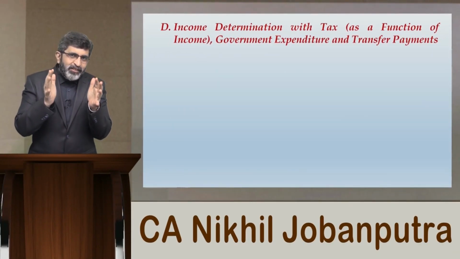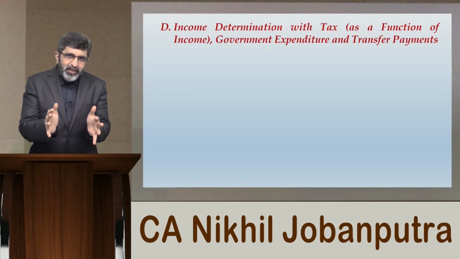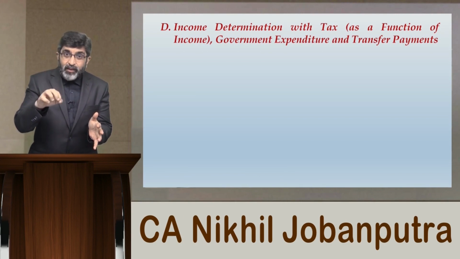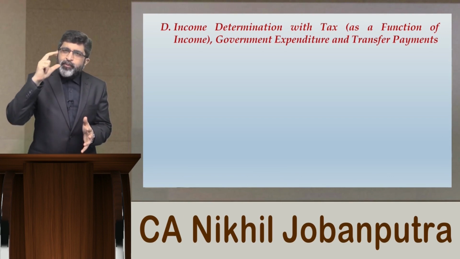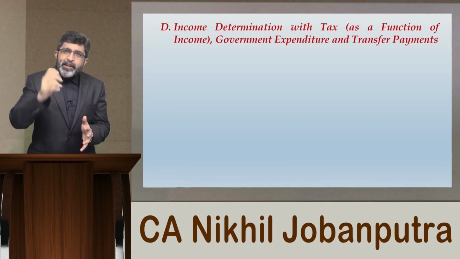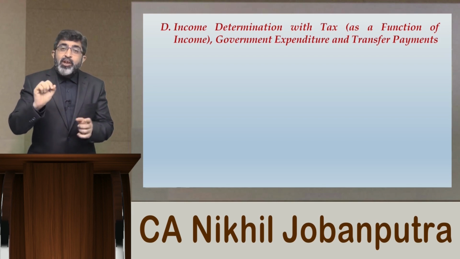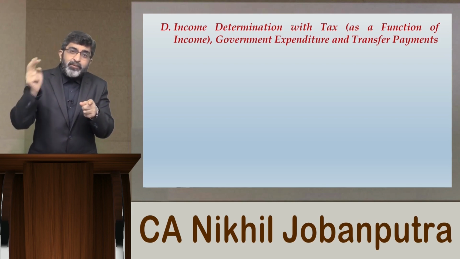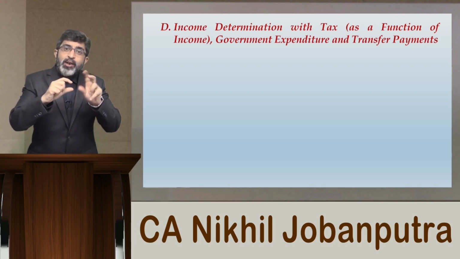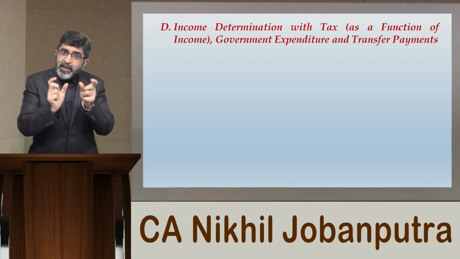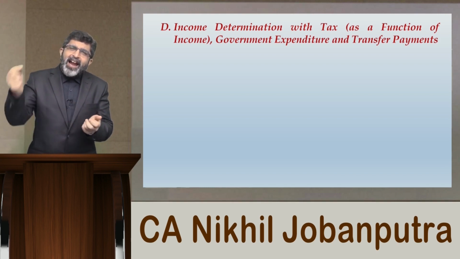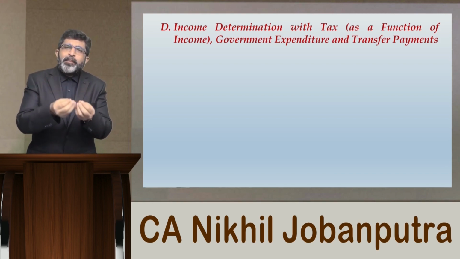There will be some lump sum amount of tax, that is T bar, the fixed component of tax, autonomous tax, the minimum amount of tax that will be paid irrespective of anything. So that will be T bar. Another component of tax is the variable tax, that is small t into capital Y, and along with that there will be transfer payments also.